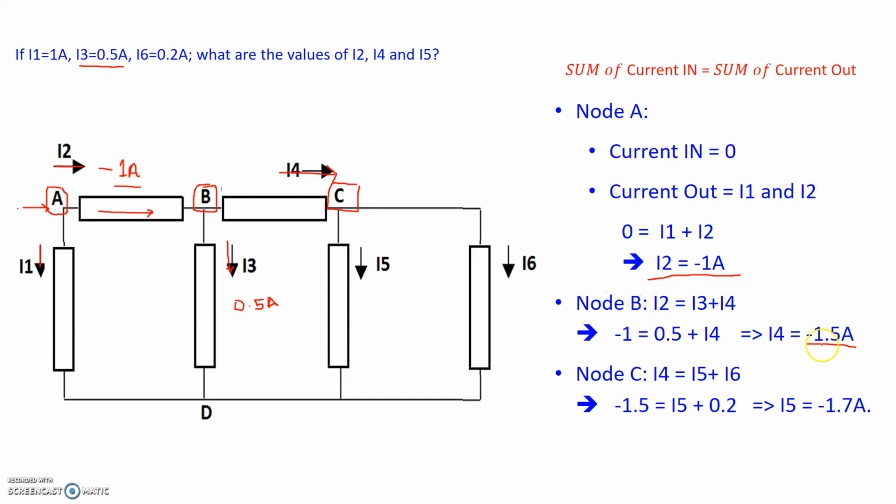We know the value of I4 from before is negative 1.5. I5 is not known, that's I5. And then I6 is given as 0.2 amps. In other words, I5 can be calculated as negative 1.7 amps. So we have this current that we just calculated as negative 1.7 amps.